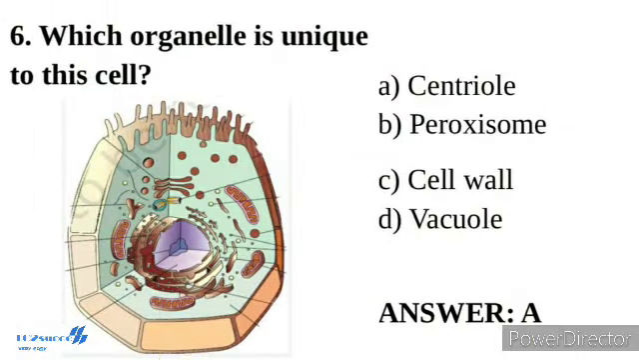Question number 6. Which organelle is unique to the cell shown in the diagram, an animal cell? The eukaryotic includes all protists, plants, animals and fungi. In eukaryotic cell, there is an extensive compartmentalization of cytoplasm through the presence of membrane-bound organelles.